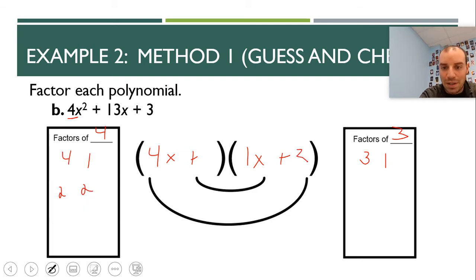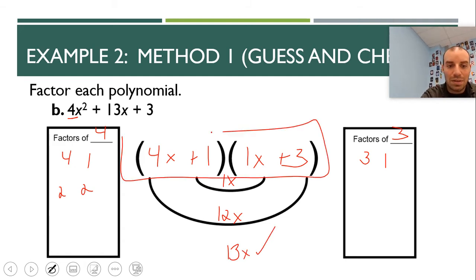What if we switch the 3 and the 1? That makes my inside 1x and my outside 12x. Add those together and I get 13x, which is what I need my middle term to be. So I know that's my right answer. Okay, so it's all about just plugging in and seeing which one ends up getting you the correct answer there.